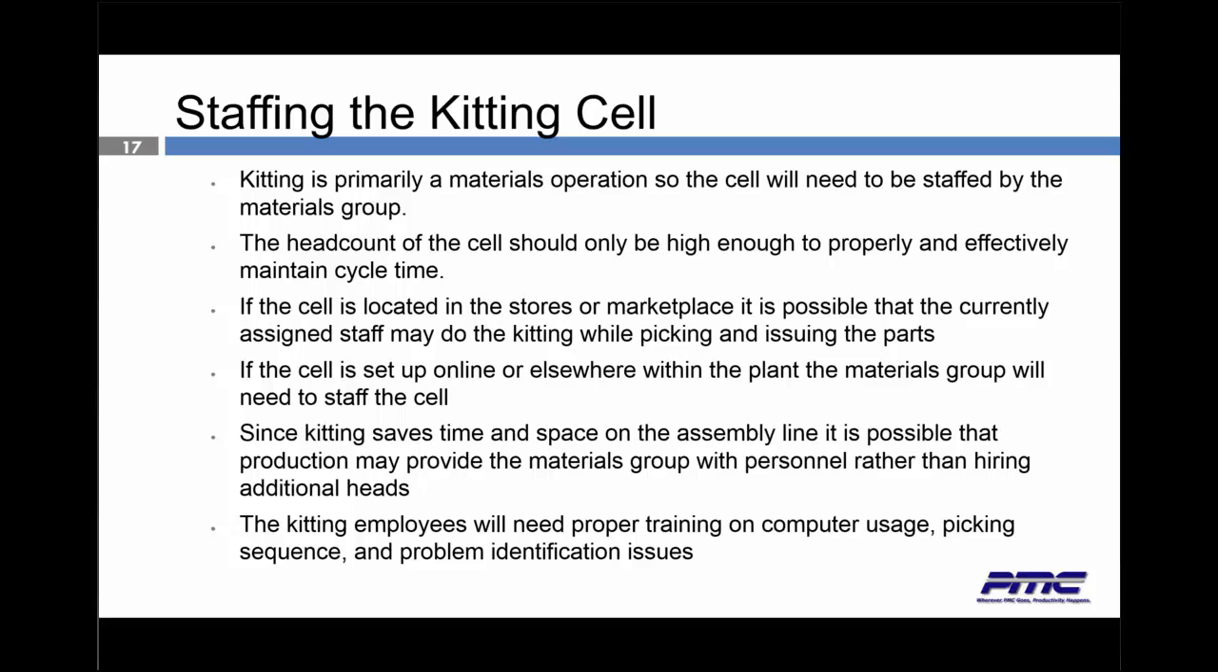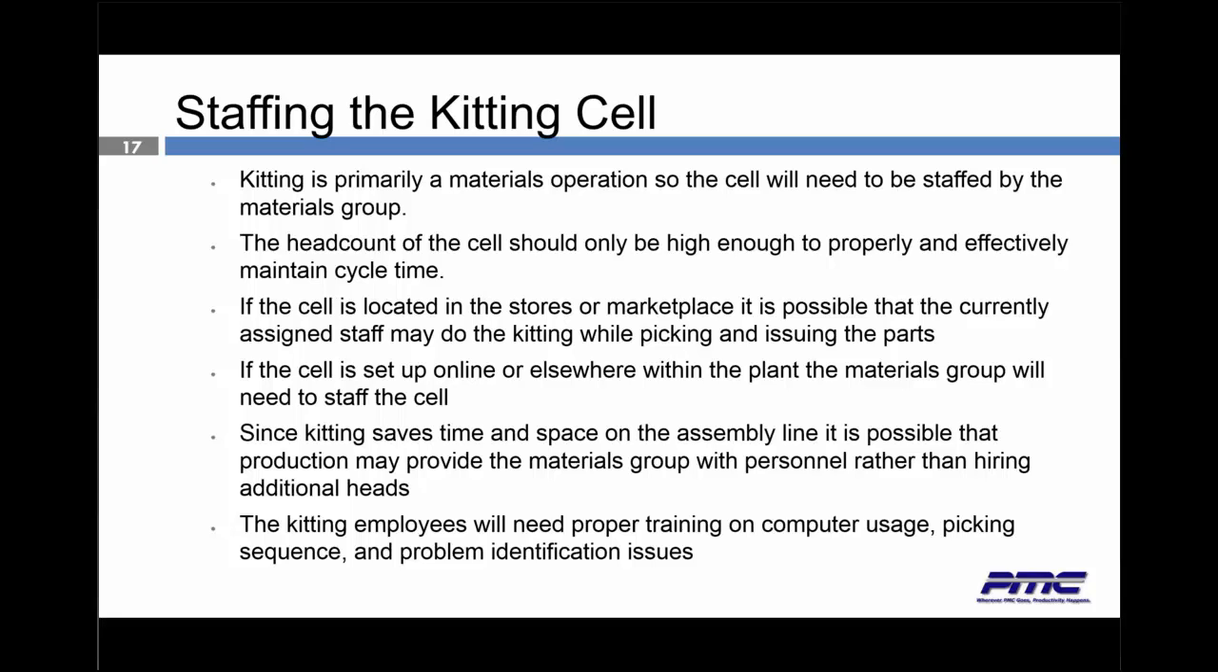If the cell is located in the stores at a marketplace, it is possible that the currently assigned staff in that area may do the kitting while picking and issuing the parts. That needs to be looked at also. They have some other responsibilities. You may have to add head count to that.